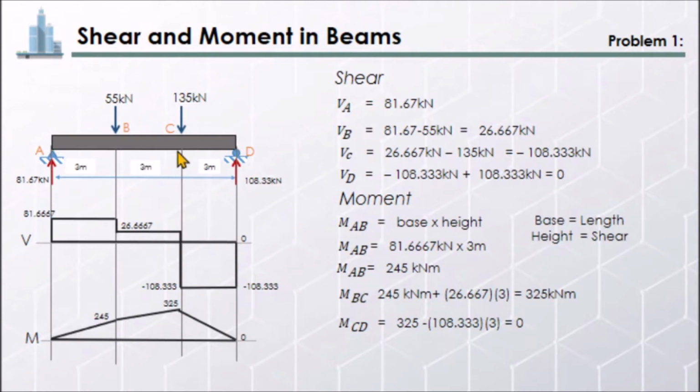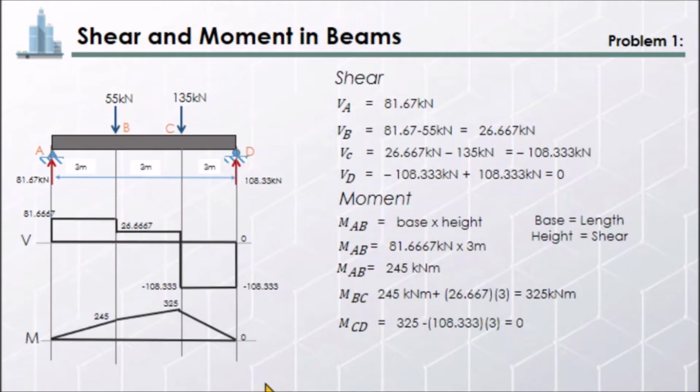So, next, for moment C to D, we have negative 108.33 multiplied by its base, 3 meters. So, again, we start from this 325 minus this area. Minus, class, because it is in the negative part, below. So, that will give us 0. So, our moment closes. So, for this particular beam, this is its shear and moment diagram.